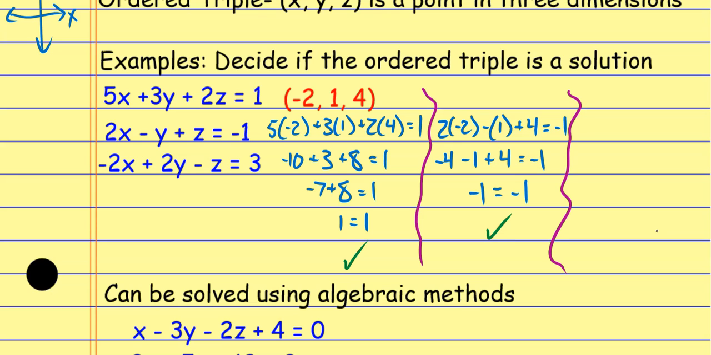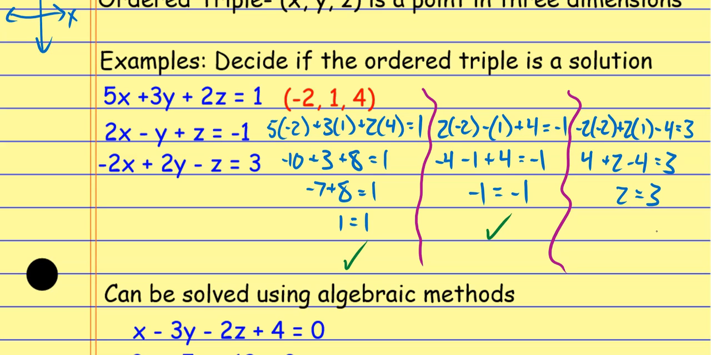Remember, it has to work for all of the equations in the system. It can't just work for one of them. It can't just work for 2 of them. So now I'm going to plug it into the third one and see if it works. Ready? So once again, I plug the negative 2 in for x. I plug the 1 in for y. And I plug the 4 in for z. And I simplify, ready? That's a positive 4 plus 2 minus 4. When I add that all up, I get a 2.